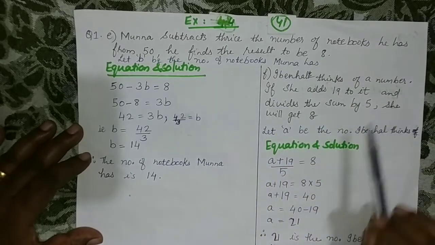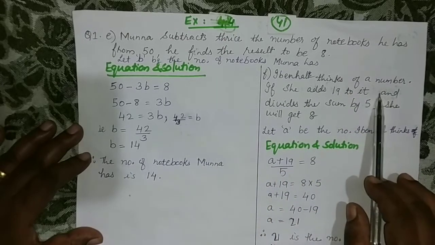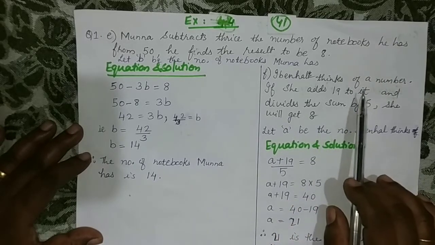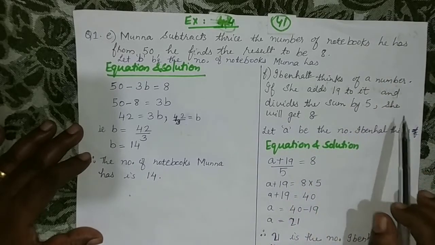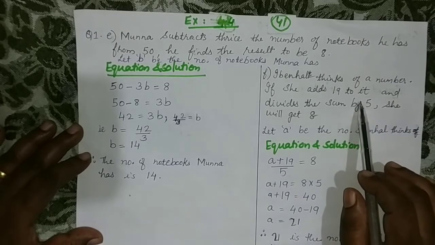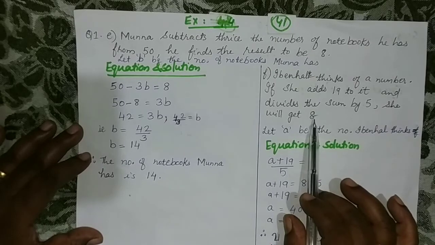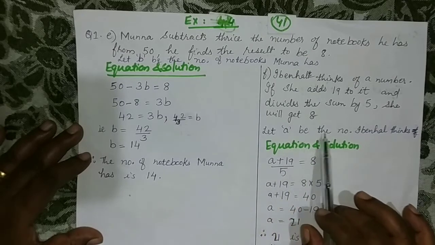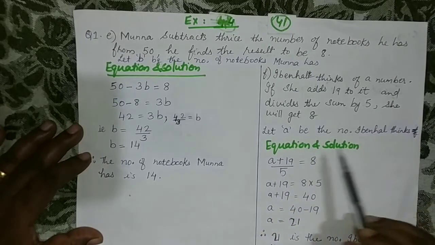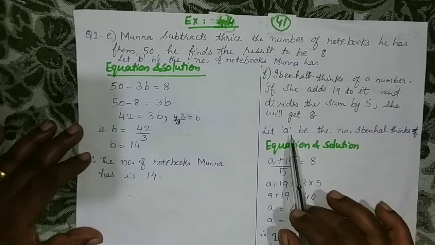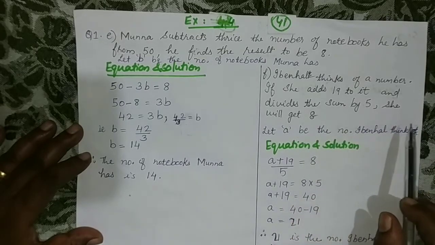Now F. Ivanha thinks of a number. If she adds 19 to it and divides the sum by 5, she will get 8. What is that? Ivanha is thinking of a number and she is adding 19 to it. Then that whole sum she is dividing by 5. Then it is equivalent to 8. So we are assuming let A be the number Ivanha thinks of. We can take any small letter for representing a variable. Okay. So A we assumed as the number she thought of.